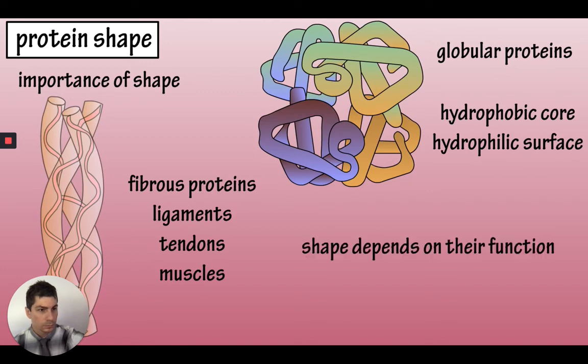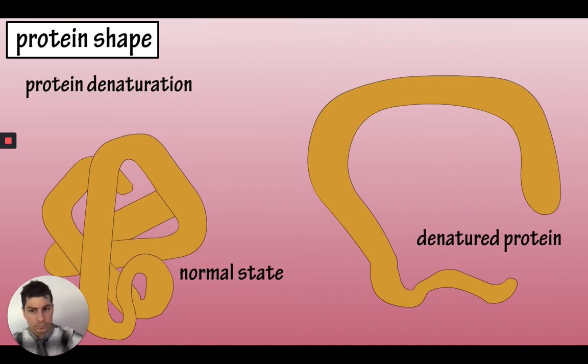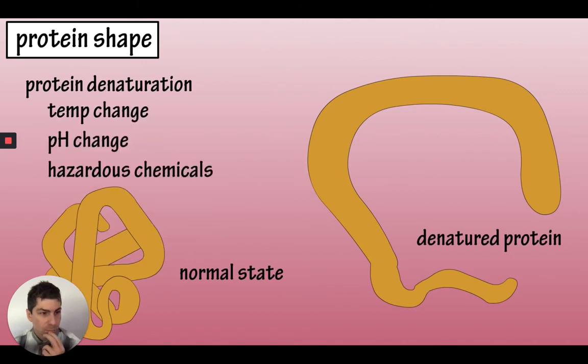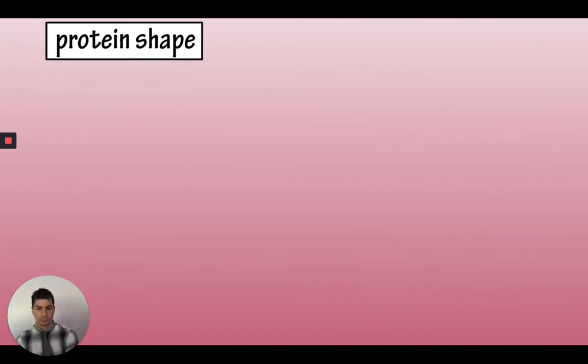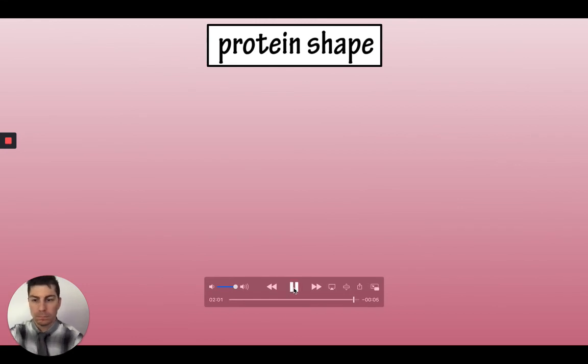Proteins take their shape based on the job they're required to perform, and some have moving parts that are important to their functions. Proteins can have their structure or shape altered by denaturation. When this happens, the protein is no longer able to carry out its job. Denaturation can take place because of change of temperature, change in pH, or the presence of certain hazardous chemicals. And that be the basics on the shape of proteins.